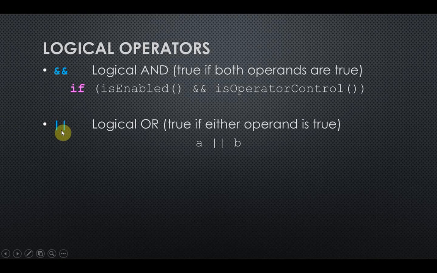Logical OR is two vertical pipe characters with no spaces between them. So that's true if either operand, the left-hand operand or the right-hand operand, is true. So in this case, A or B would evaluate to true if A is true, or if B is true, or both of them are true. It would only return false if both the left and the right hand are both false.